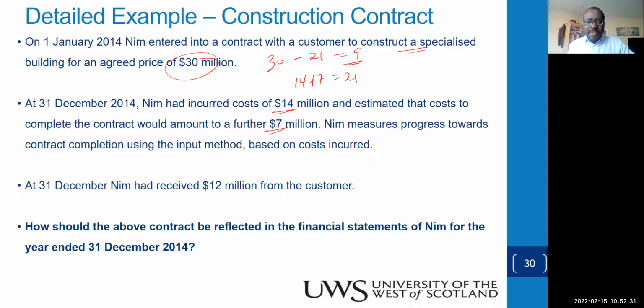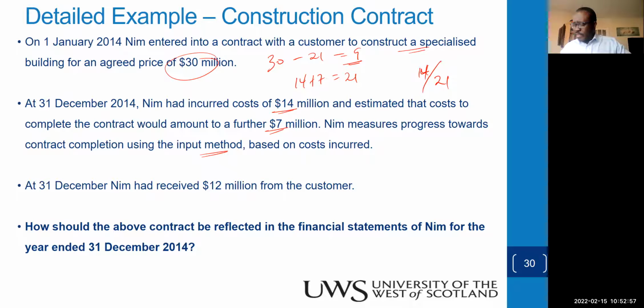Very easy to identify. NIM measures progress towards the contract completion using the input method based on cost incurred. Input: cost incurred to date over total cost expected of the project. So the cost incurred is 14, total cost expected is 21. So we can calculate this, right?